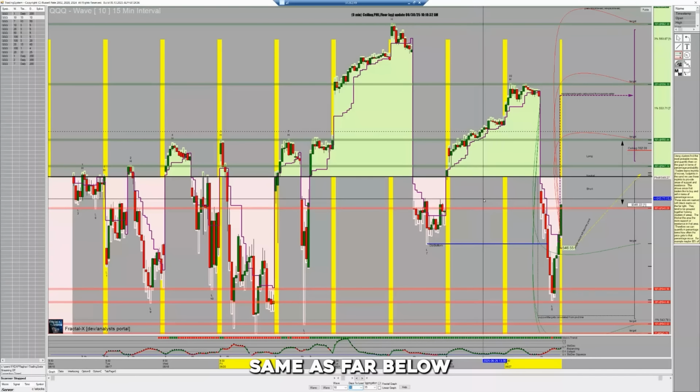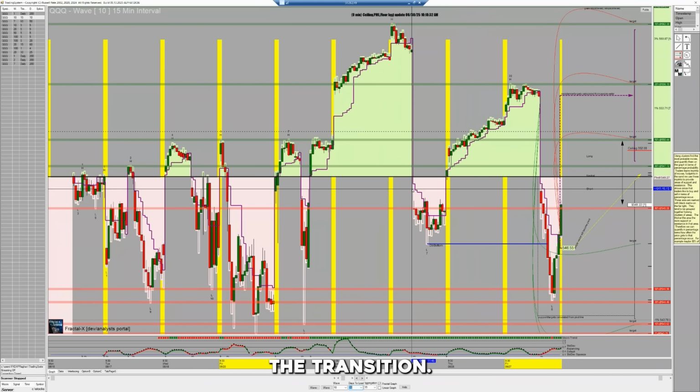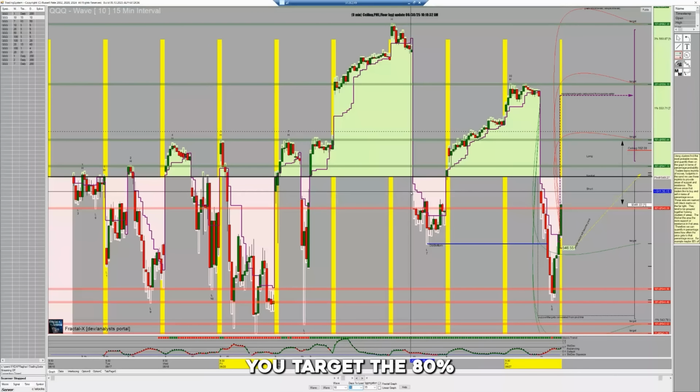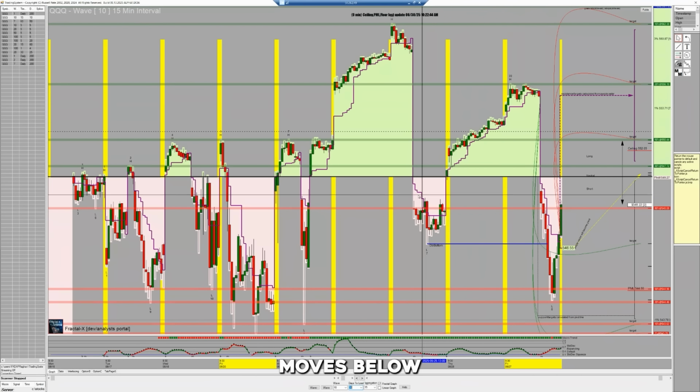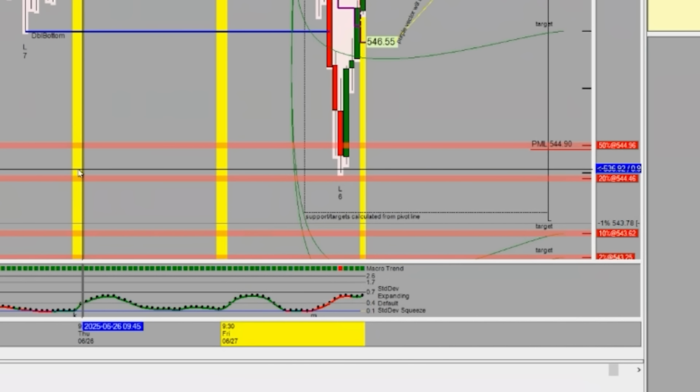Makes sense. Yeah, same is for below. Like right here, you expected a transition, and then you're looking for a target, you target the 80% band. It's just like that. And as the price moves below, you can see the band percentages are actually getting lower. That means the odds of price continuation are actually decreasing.